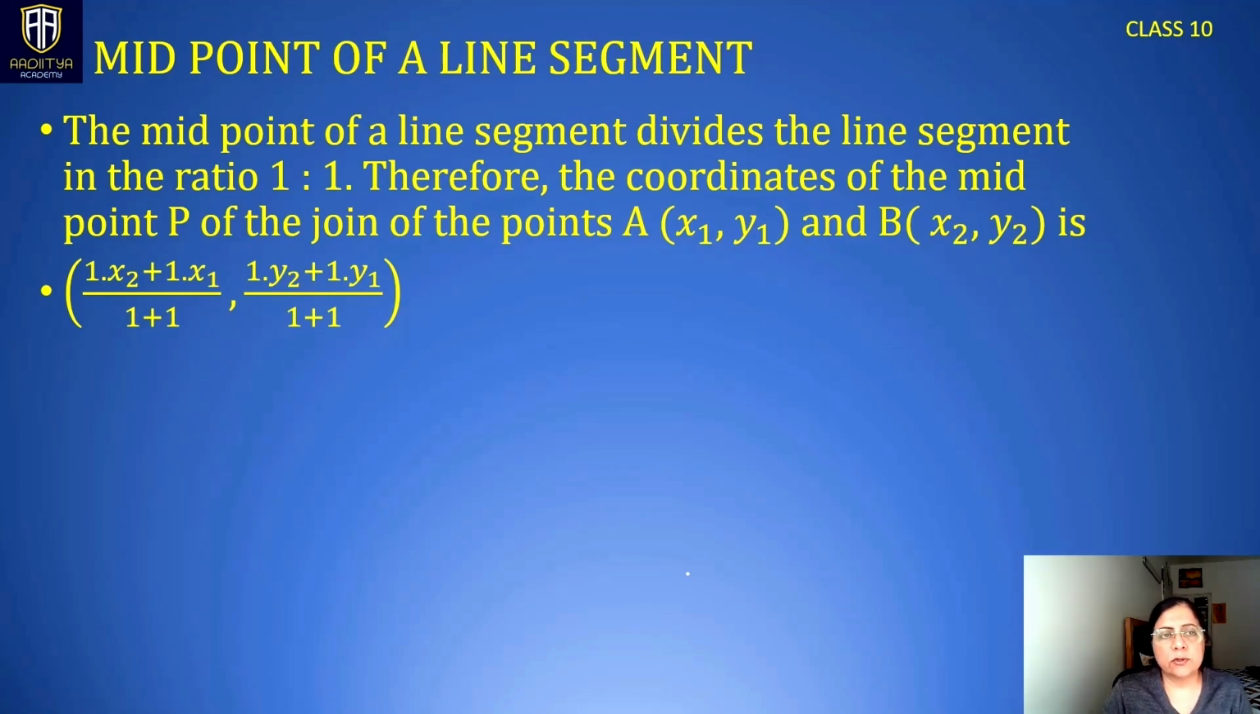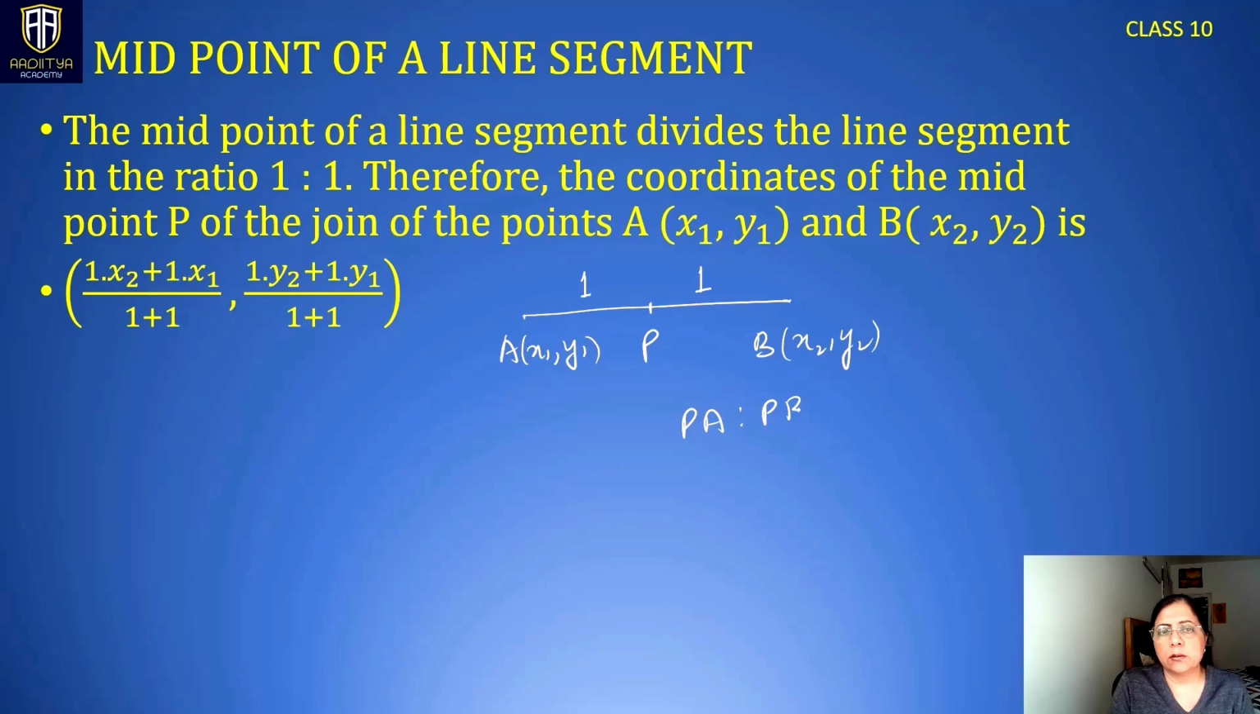One more modified version of this section formula is when we have a line segment with A as x1, y1 and B as x2, y2. When we are given A and B coordinates and we have to find the midpoint of this line segment. Now, what is a midpoint? A midpoint is a point which divides this line segment into two equal halves. Equal halves means the ratio becomes the same for both the parts, like PA is to PB is 1 is to 1. Both are equal. PA and PB are equal, so the ratio of PA and PB is 1:1, right?